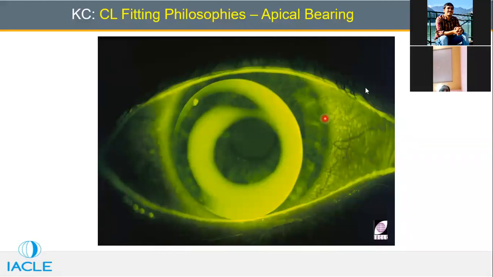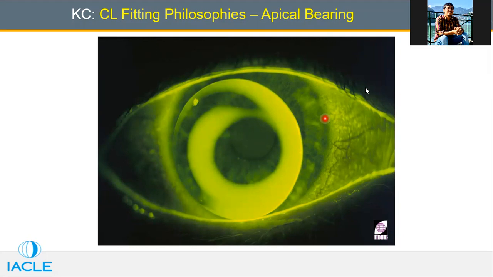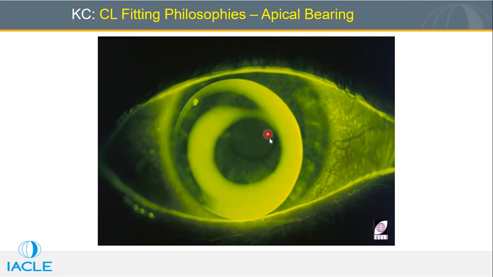But the problem here is the apical bearing. So what will happen because of apical bearing? See this area. This area is also where the pupil comes.